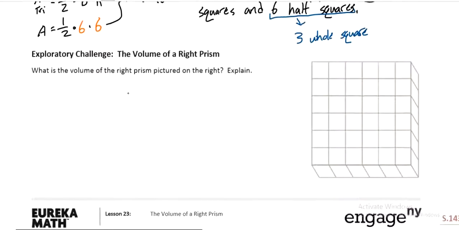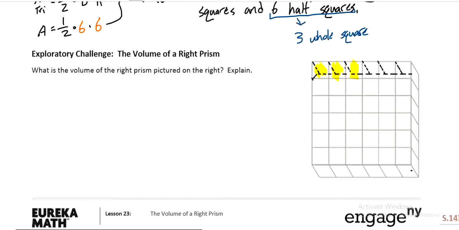So now the volume, moving down, says what is the volume of the right prism pictured on the right? Explain. So to help you understand what's going on in this diagram, I know I had some trouble at first, it's a little bit of an optical illusion. We have cubes. 1, 2, 3, 4, 5, 6 cubes going across and 6 cubes going down. So this is a three-dimensional prism. So when it asks what the volume of the right prism is, you're just counting how many cubes make up this prism. If you go ahead, you can count them. You count them, you get 36.